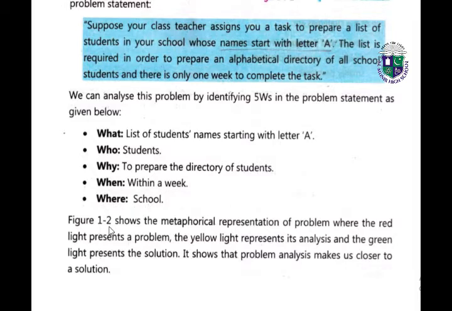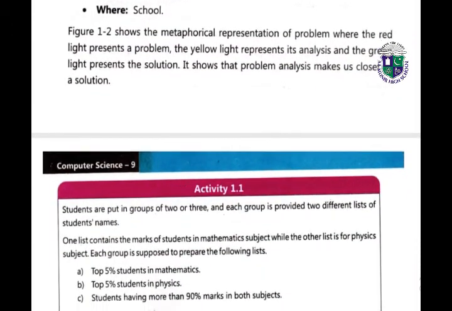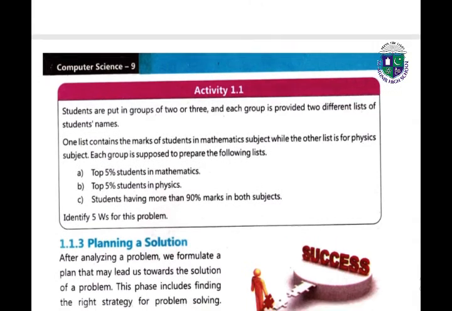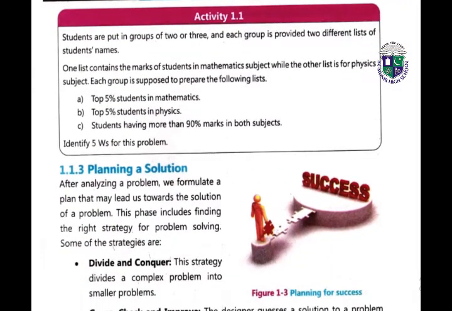So figure 1.2 shows the metaphorical representation of problem, where the red light represents a problem, the yellow light represents its analysis, and green light represents the solution. Here we have the same activity. You must read and understand it and identify the 5 W's.